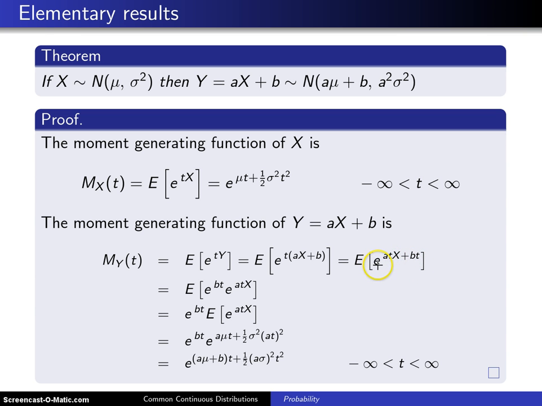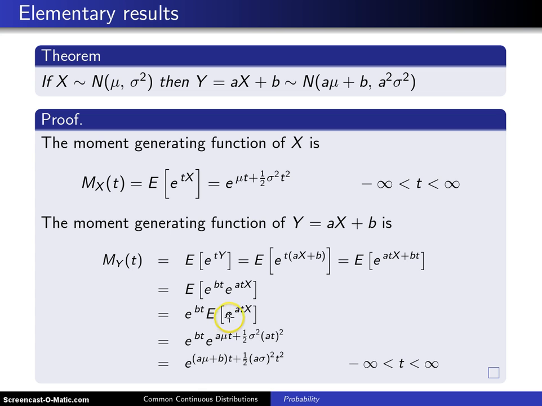Now, using like base add exponents but in reverse, this is the expected value of e to the bt multiplied by e to the atX, and the e to the bt does not contain any capital X values, so it is a constant in this expected value, and constants can come out front. So there it is: e to the bt multiplied by the expected value of e to the atX.